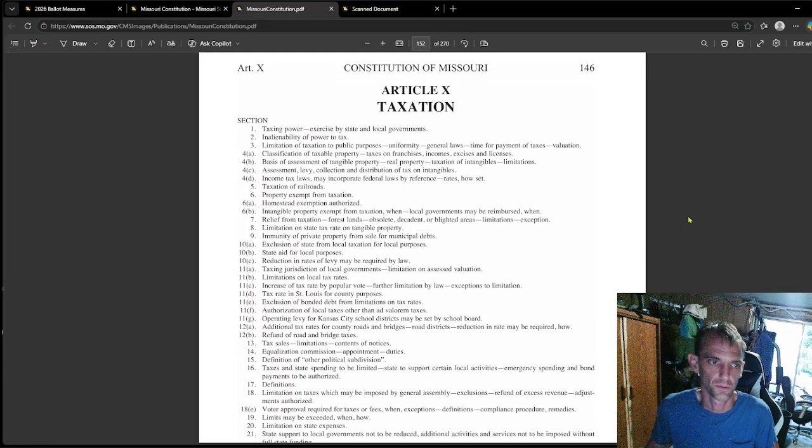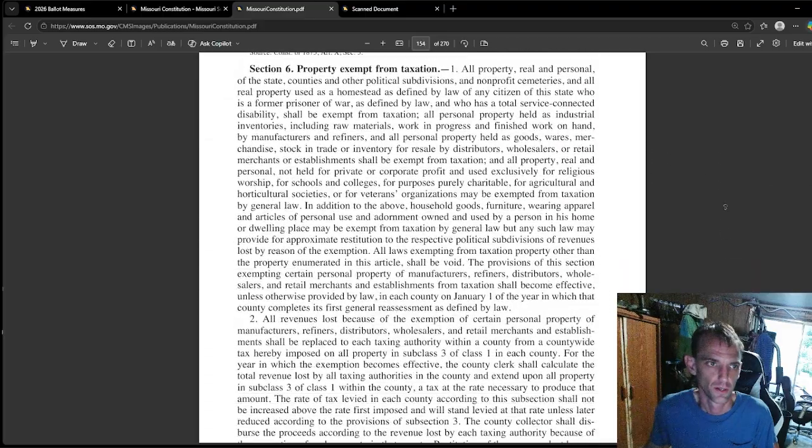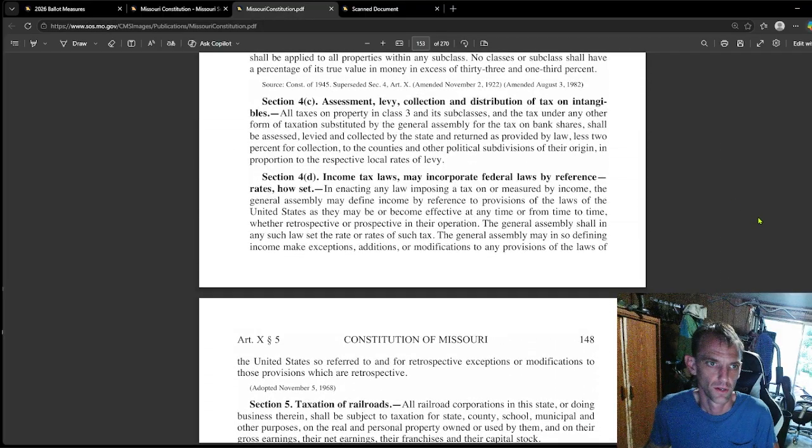So Article 10, and in Article 10, we need sections 4D and 26. 4D is income tax laws, may incorporate federal laws by reference, rates, how set. Okay. And Section 4D states, income tax rates may incorporate federal laws by reference, rates, how set.